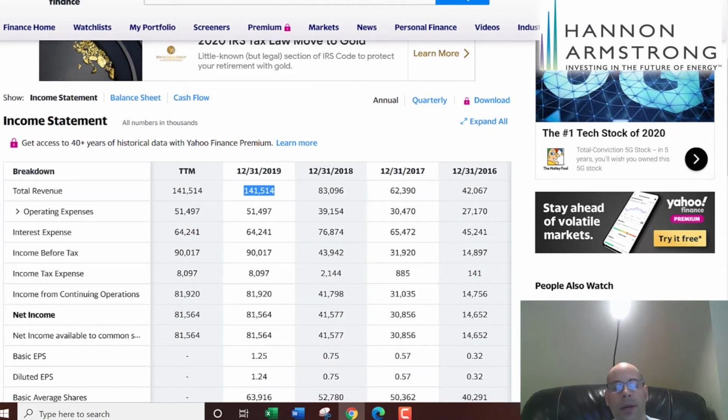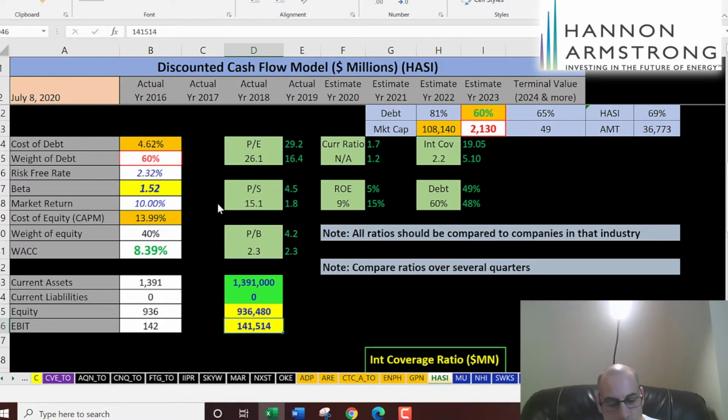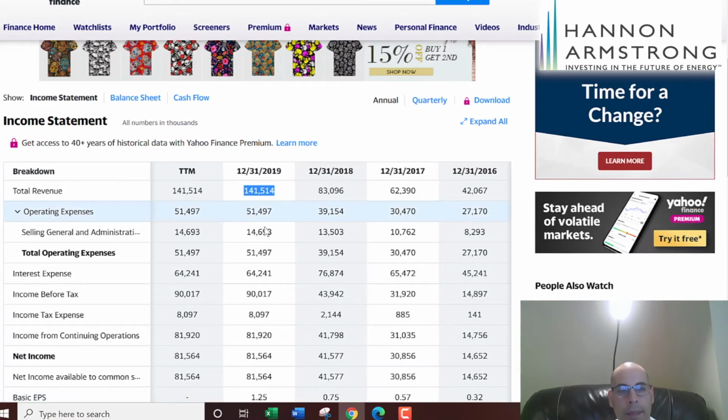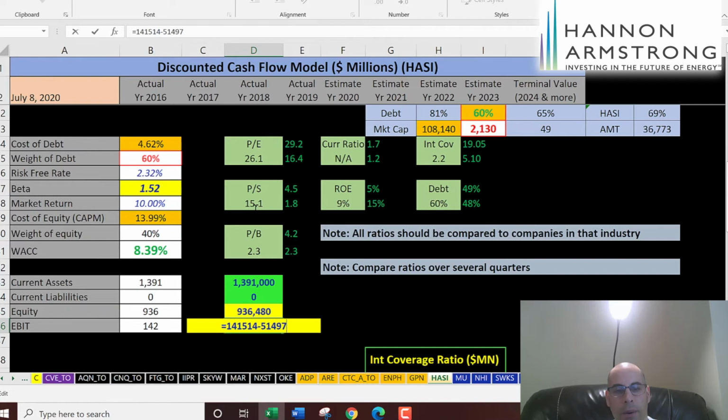Let's get their earnings before interest and taxes. We'll go to the income statement. So we have to calculate it. It's going to be total revenue minus operating expenses. So with $141 million minus the $51 million, and that's going to be the EBIT, or operating income, $90 million. That's how much money the company makes from its operational business, but before it pays interest on its debt and before it pays taxes.